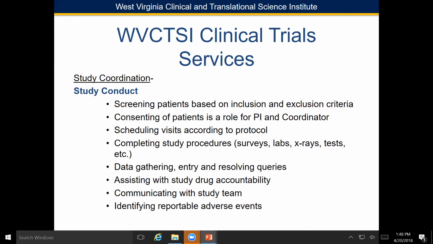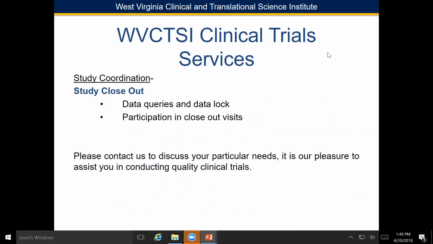Drug accountability, we assist with that, and certainly communication. And then importantly, adverse events, identifying them and reporting them accurately to those that need. And then during study closeout, just to make sure that we're locking the data, everything is there, and participate in the closeout visits. So if you have particular needs, those that are in particular interested in writing for pilot grants or some type of funding out of CTSI, we'd be happy to assist you.